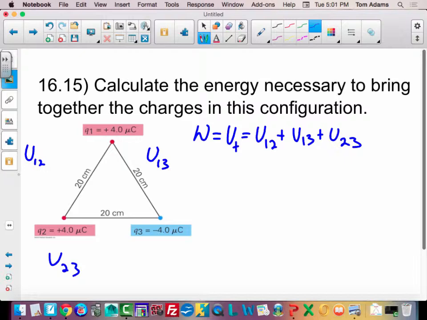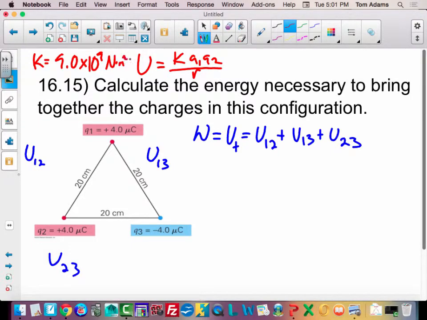And so if we want to know how to calculate U, you've got to remember, and I'll write this off to the side, that U is calculated by the constant, and I'll write that down in a second, times charge 1 times charge 2 all over the distance between them. And this is the constant 9.0 times 10 to the 9th, and it's a goofy thing, Newton meters squared per coulomb squared. Okay. So we've got to plug all that stuff in.